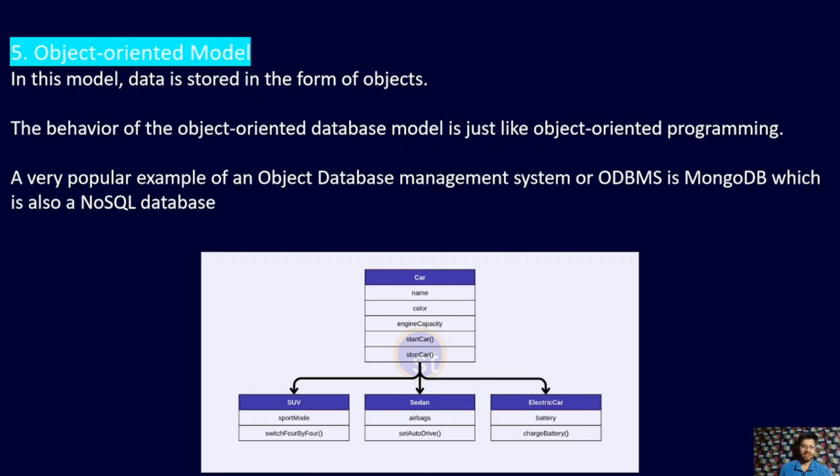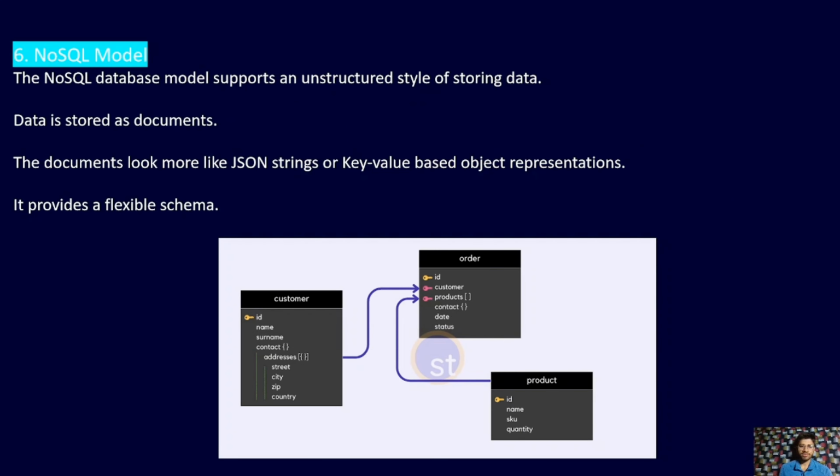Its advantage is that it easily supports complex data structures with relationships. It also supports features like inheritance, encapsulation, etc. Then we have the NoSQL model.